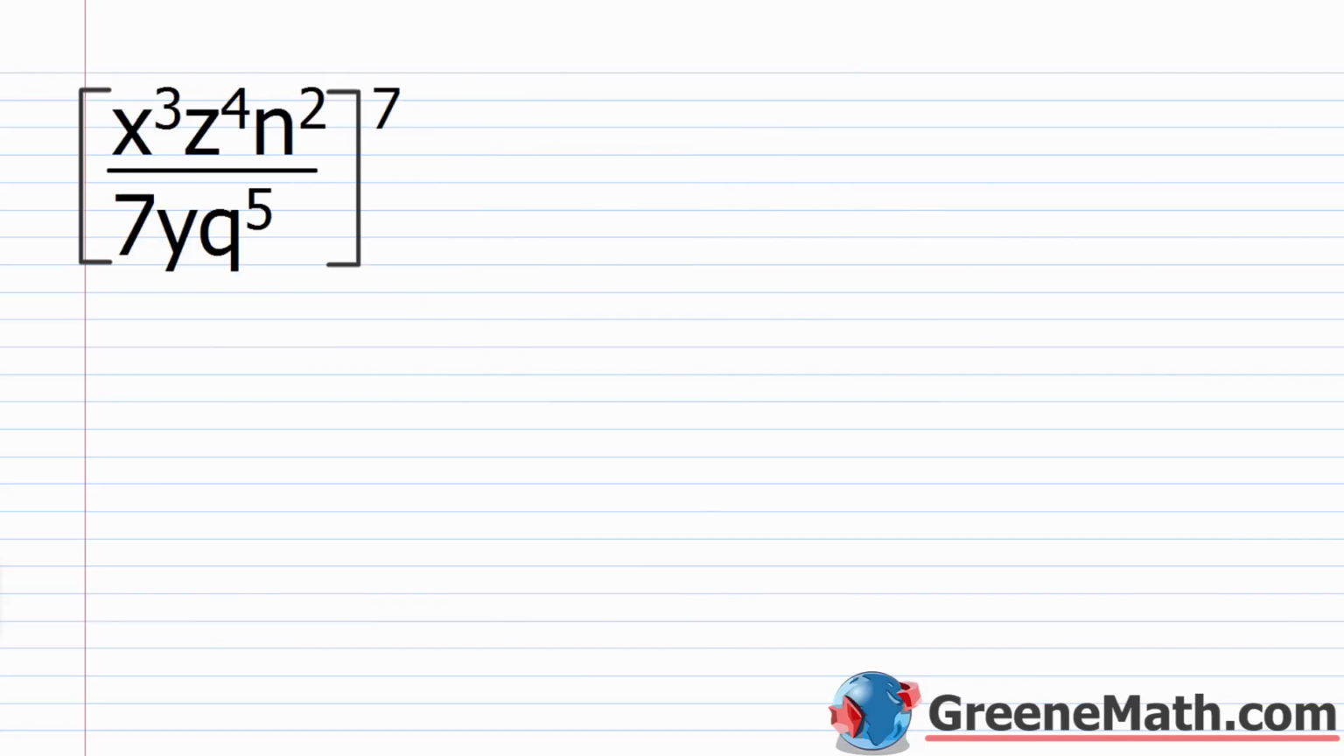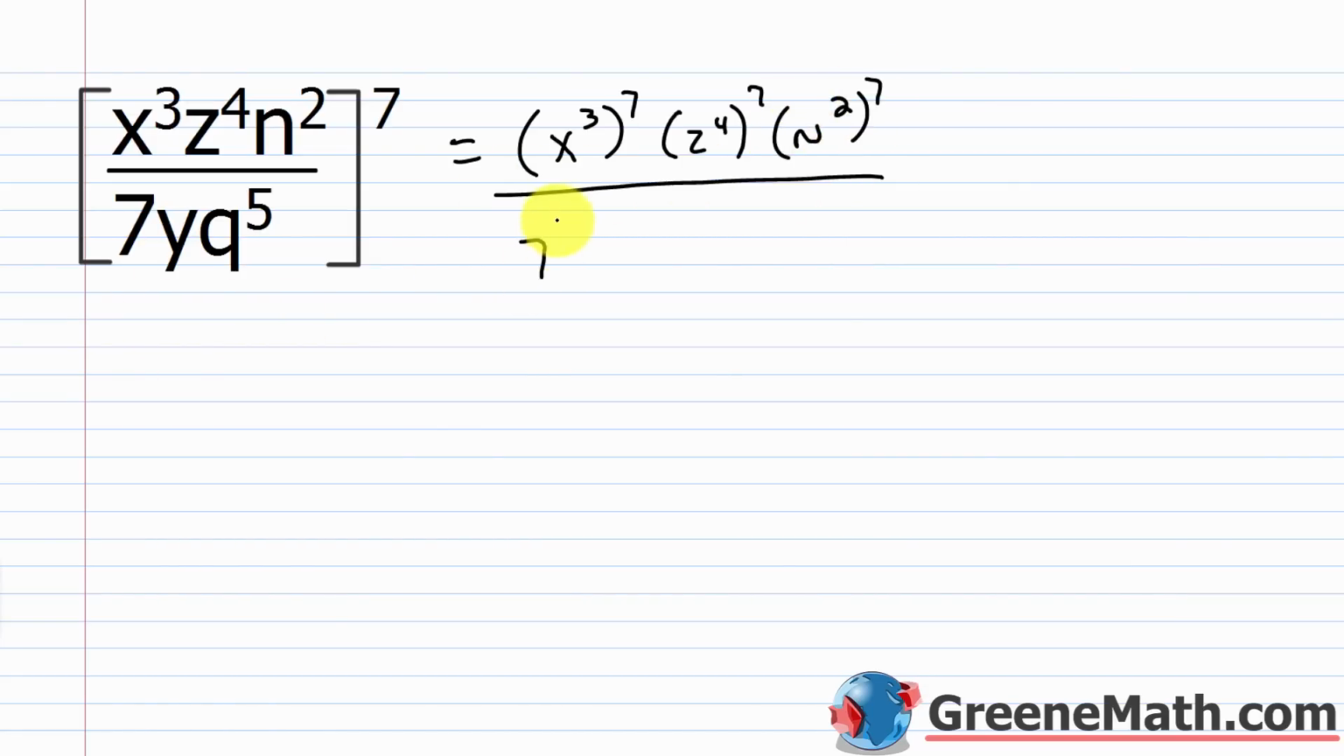All right, let's take a look at one more. We have x cubed z to the 4th n squared over 7 y q to the 5th. And then this is all raised to the 7th power. So everything is raised to the 7th power. So x cubed is raised to the 7th power. Z to the 4th is raised to the 7th power. N squared is raised to the 7th power. And this is over 7, that's raised to the 7th power. Y, that's raised to the 7th power. And q to the 5th power is raised to the 7th power.